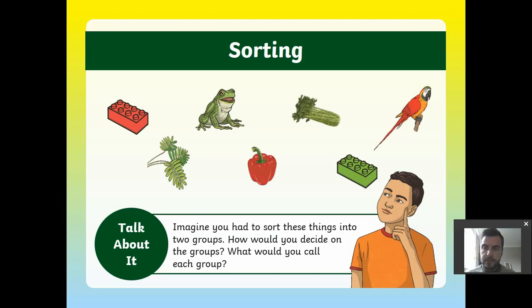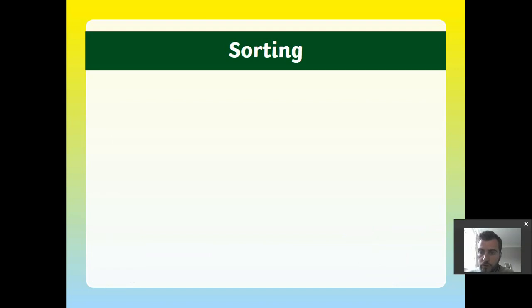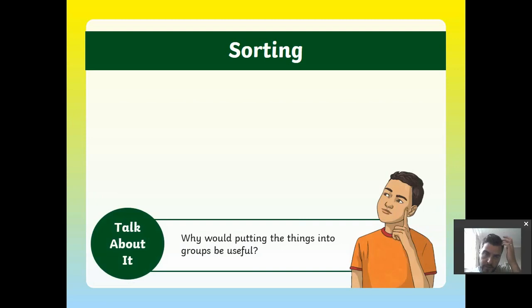Okay, let's see how we did. So here are some examples of how you could have sorted these objects. You could have sorted them into two groups, plastic and non-plastic. You could have had green things and red things. You could have had living and non-living, which, for me, was the most standout one to do. Edible things and non-edible things. Animals and non-animals. So there are different ways that you can sort groups and sort objects.